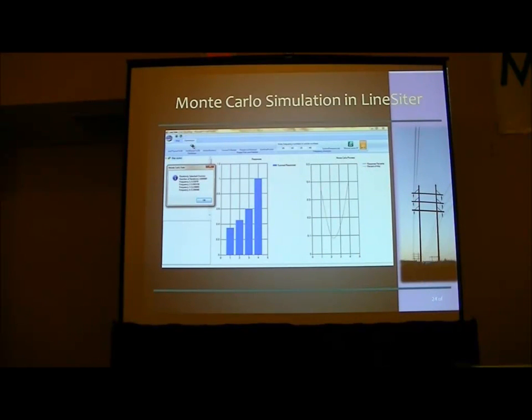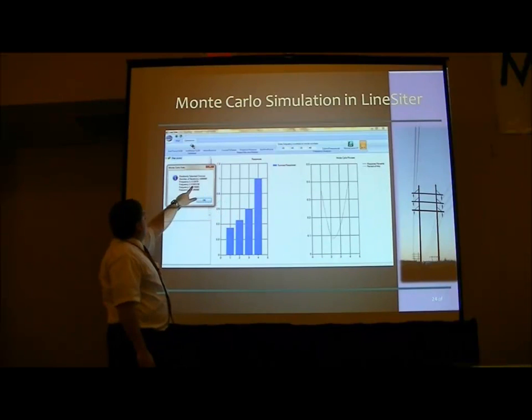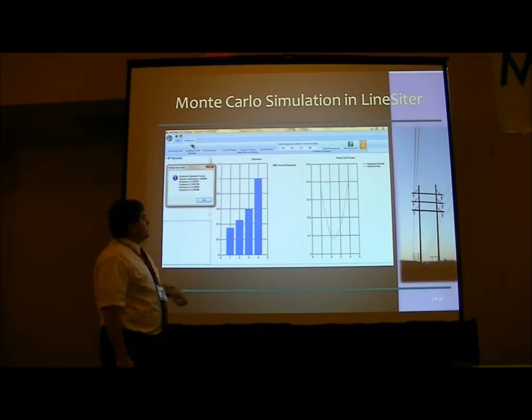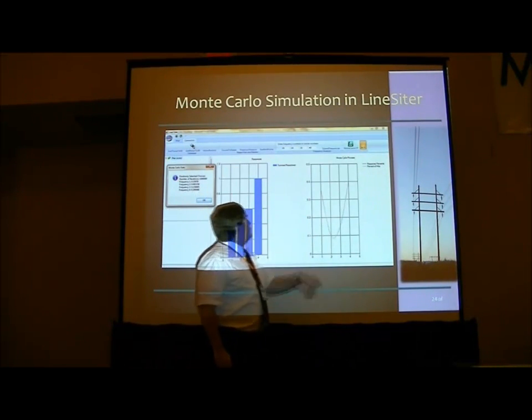This is the Monte Carlo simulation. It's not actually hooked up to the raster. It's basically the testing process. But you can see the frequencies up top pretty much match the Monte Carlo process. And here's the simulation.